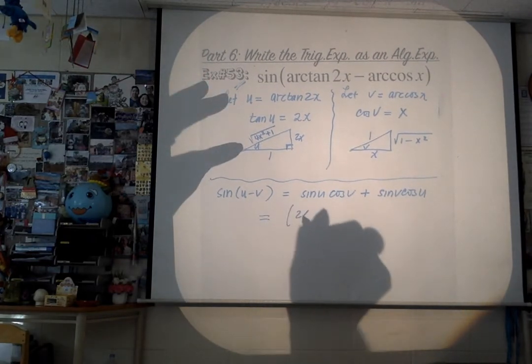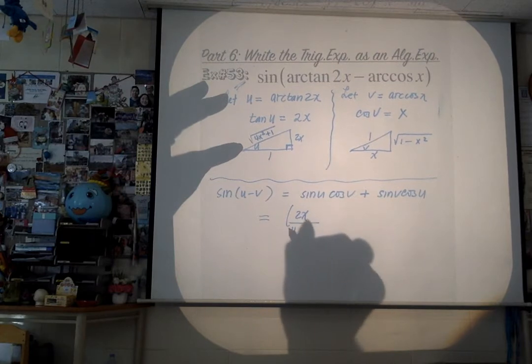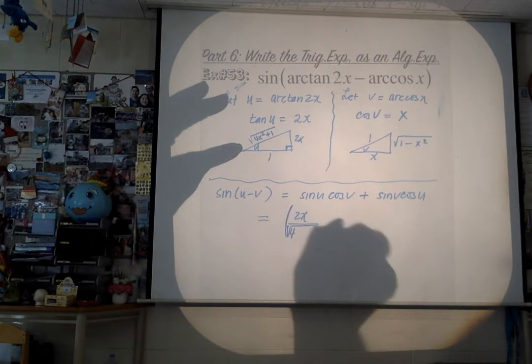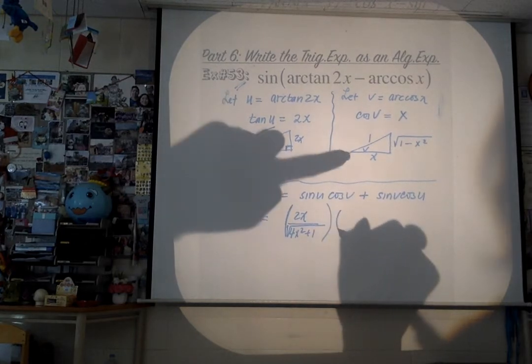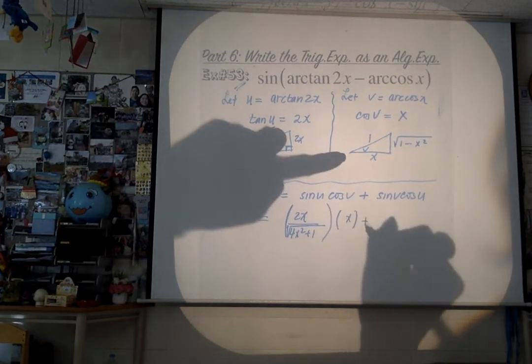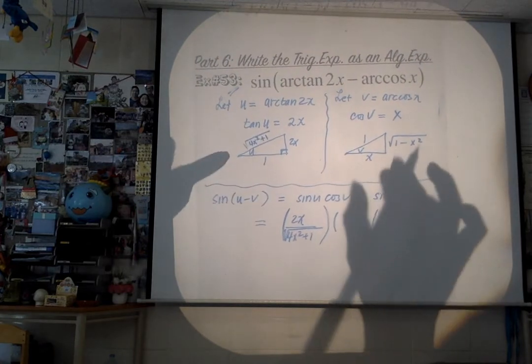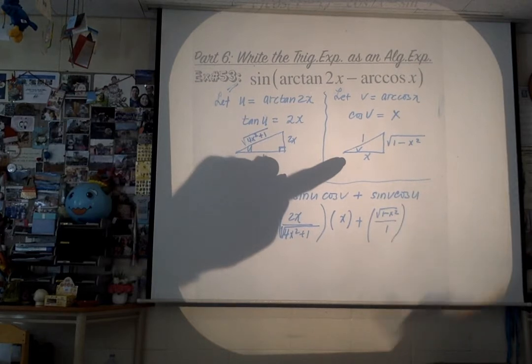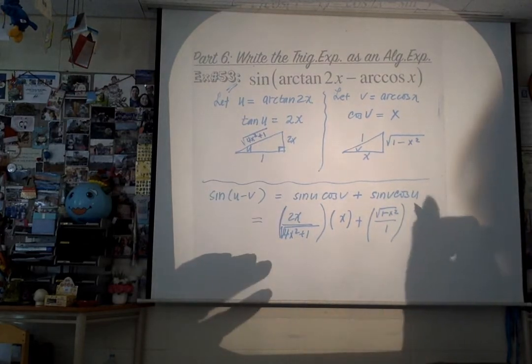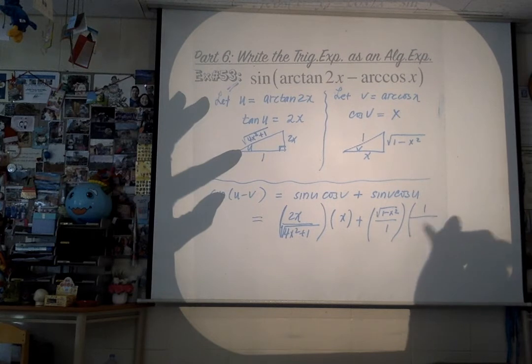You're right, it's 2x over square root of 4x squared plus 1. What's your cosine of v? Cosine of v is x. Plus, what's sine of v? Go back here now. Sine of v is square root of 1 minus x squared, all over 1, right? What's your cosine of u? Cosine of u is here. It's 1 over square root of 4x squared plus 1.